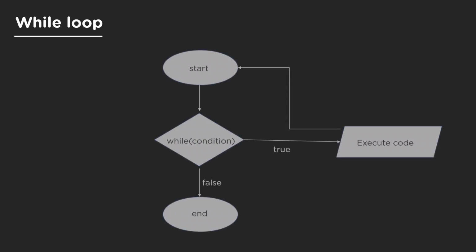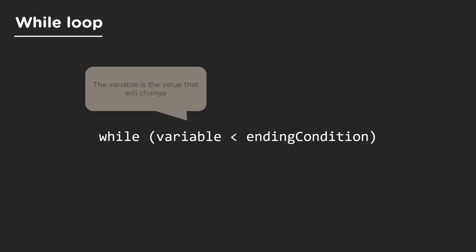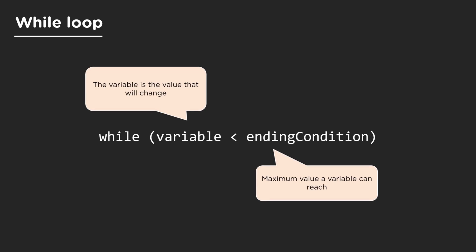Now the logic is similar to that of a for loop. First the condition is checked, and if the condition holds true, then the code is executed, and if it is false, it terminates. So moving on, let's understand the general syntax. Here first you have the variable whose value keeps changing, and then you have the ending condition, which is basically the maximum value a variable can reach.